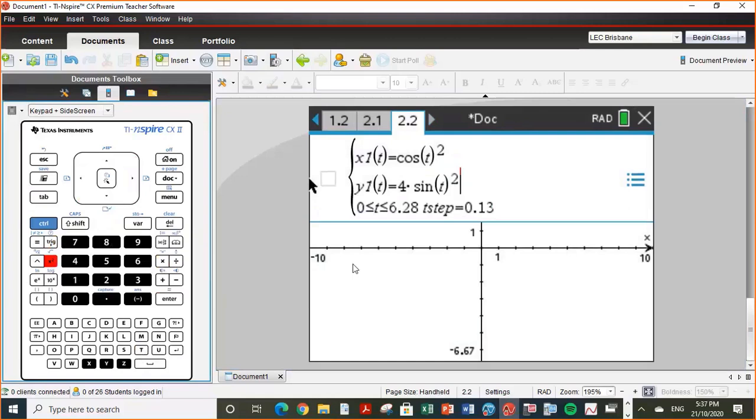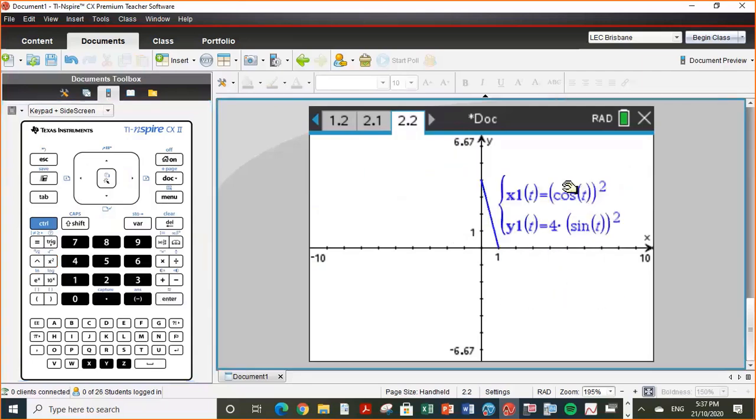And notice that our allowed t is between 0 and 2 pi, and that t step is pi on 24. It makes sense because we've got parametric equations in terms of cos and sine. So if we press enter, we get this result. And as promised, it is a straight line.